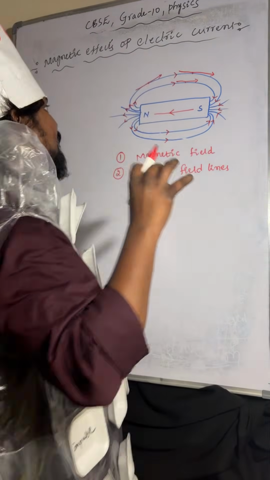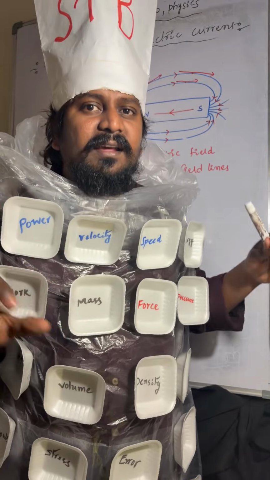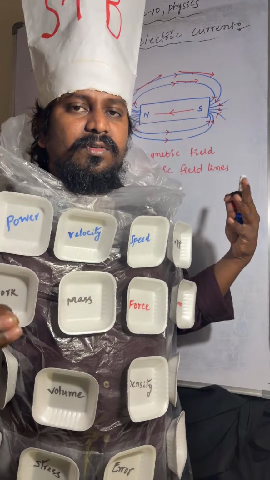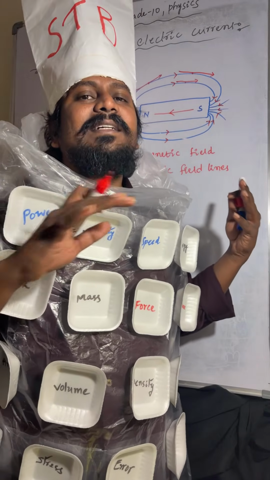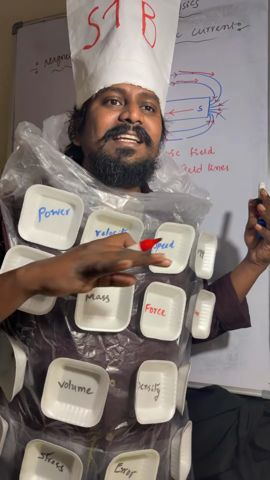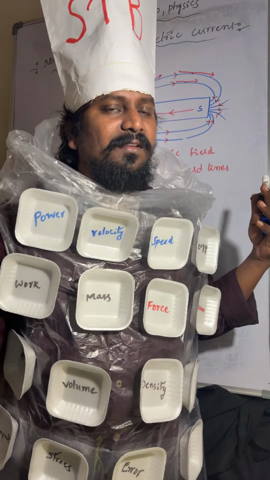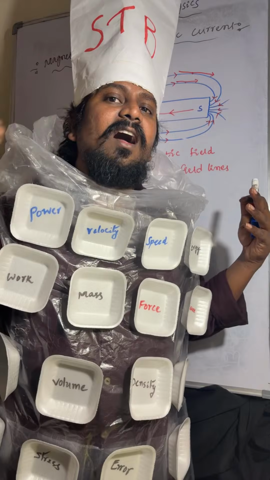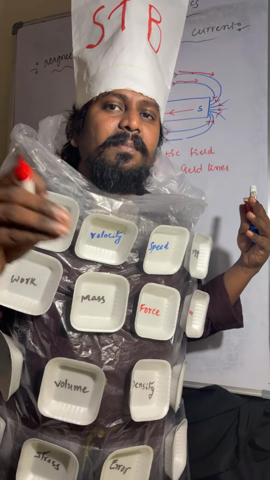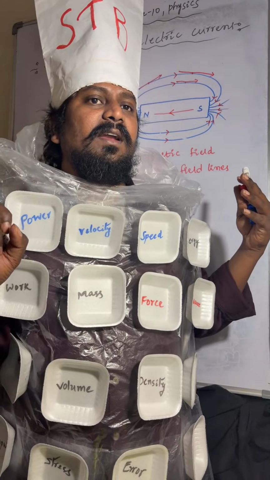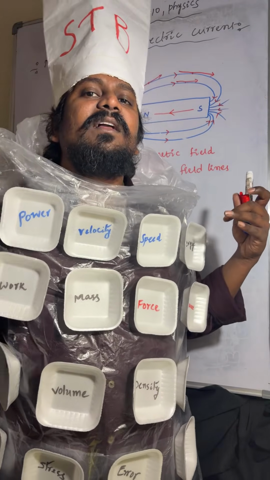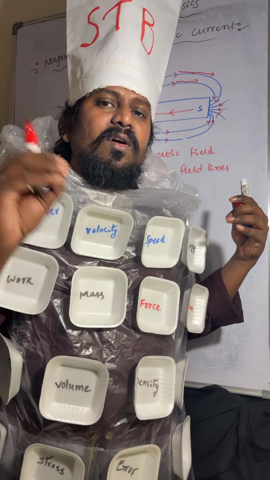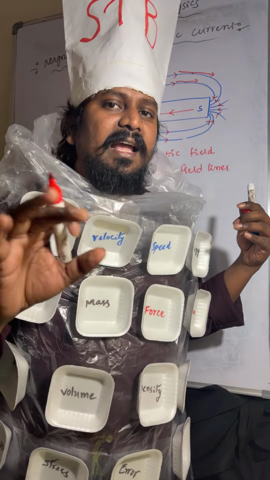So magnetic field direction at the particular point, I want to know. So what I have to do? I have to draw the tangent to the magnetic field line. Now if I draw the tangent to the magnetic field line, then along that direction the magnetic field will be there at that particular point. The magnetic field direction will be represented by drawing the tangent to the magnetic field line.